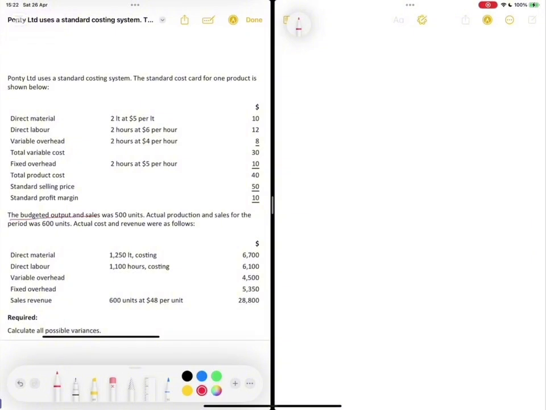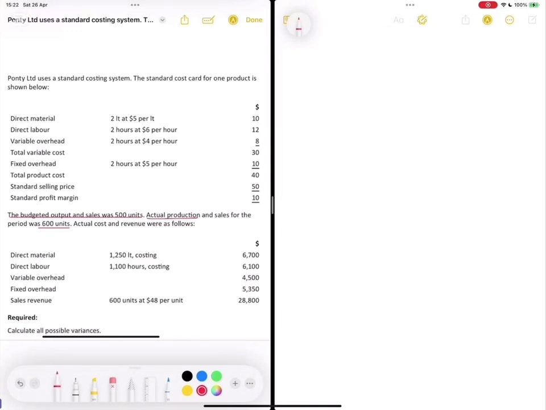So the output and unit, 500 units, that's the budget. However, they've told us that the actual production is actually 600 units. So you have to take note of that because that's the actual activity level. Because when it's time to flex the budget, that is what you will use to flex the budget.